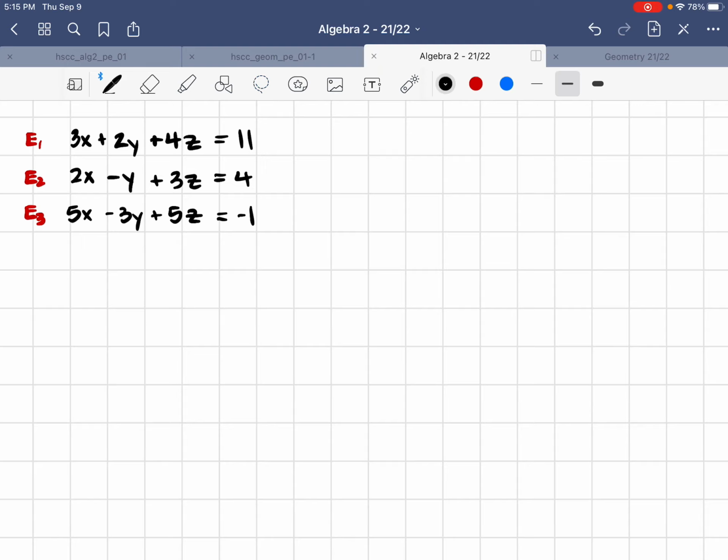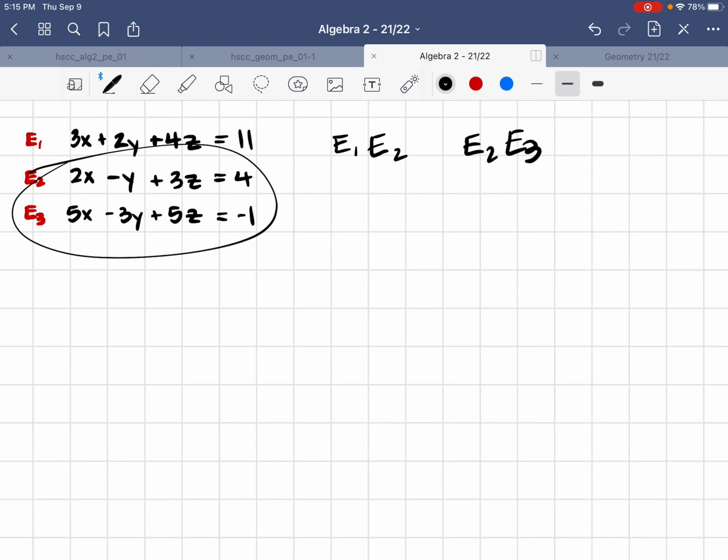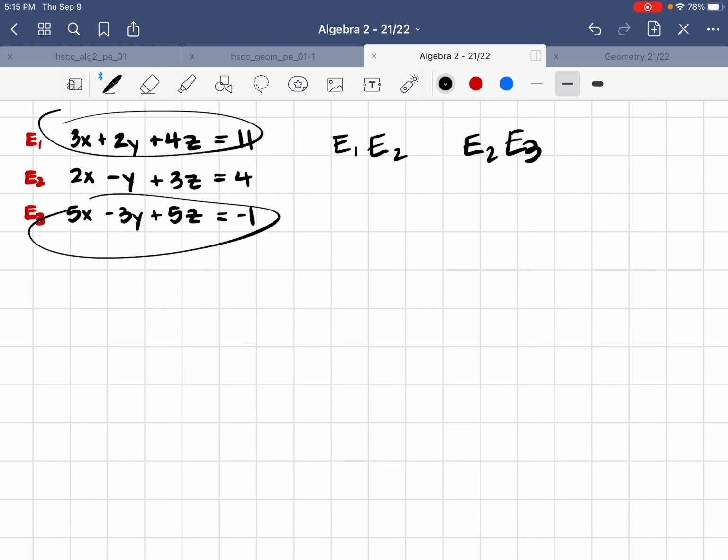The first option, I would say, is you can take E1 and E2 and combine those, right? So that would be a pairing of these two right here. Or you can go with E2 and E3. So you can pair off E2 and E3. That would be those two right there. And then you have a third option. You can go with E1 and E3, right? So you can pair up E1 and E3.